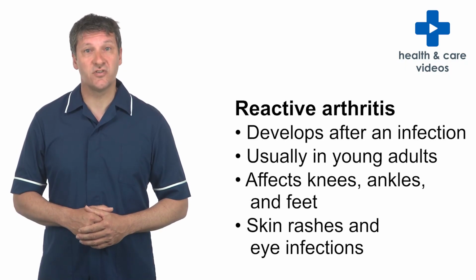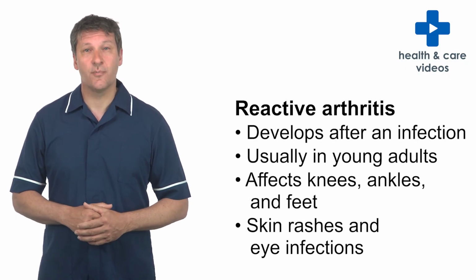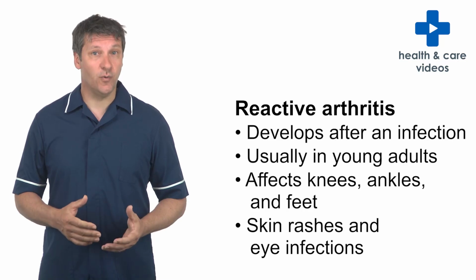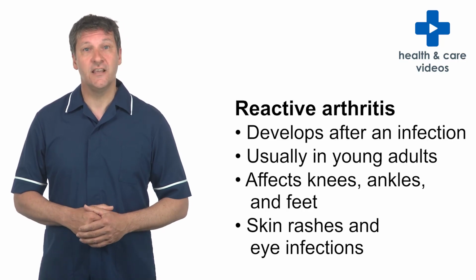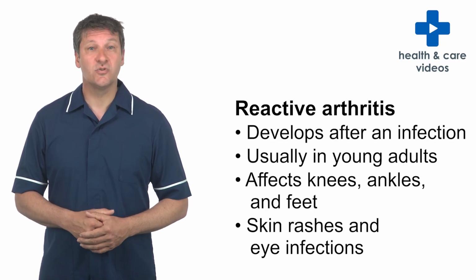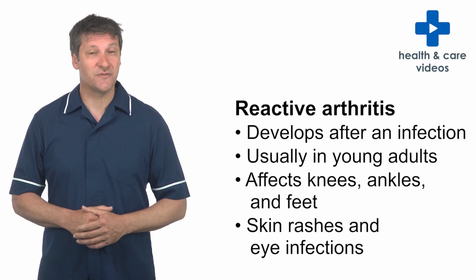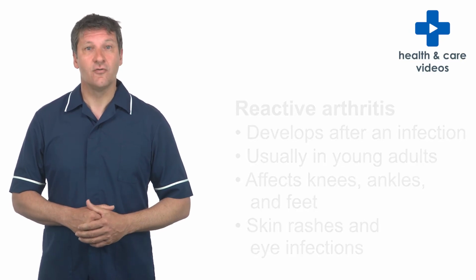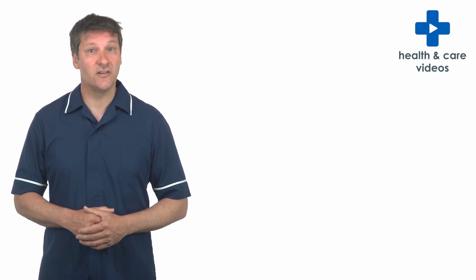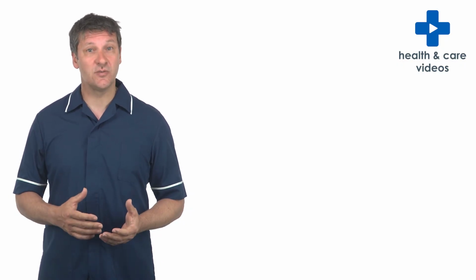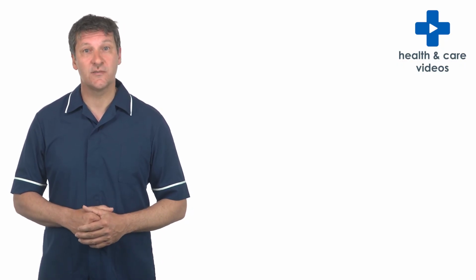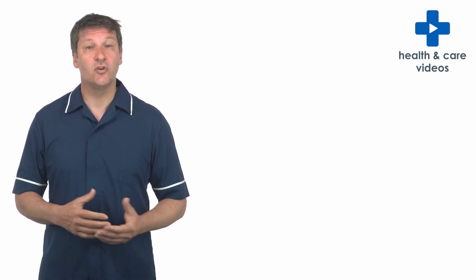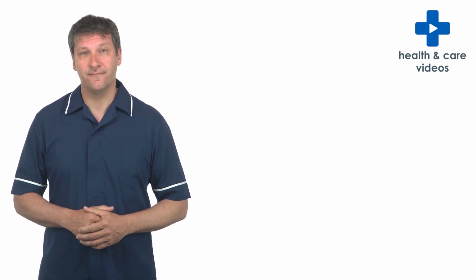Reactive arthritis, sometimes known as Reiter's disease, is a type of arthritis that develops a few weeks after an infection. It usually affects younger adults and causes arthritis of the knees, ankles and feet, as well as skin rashes and eye infections. Reactive arthritis will resolve in 90% of people. However, the symptoms usually last for 3 to 6 months, or sometimes they could continue for over a year.